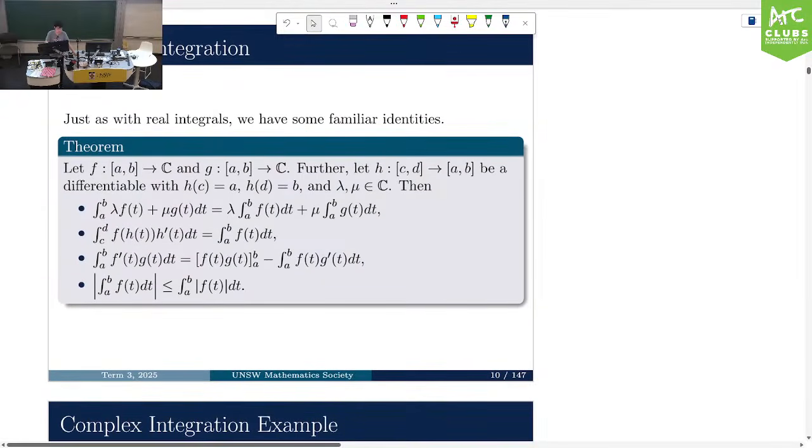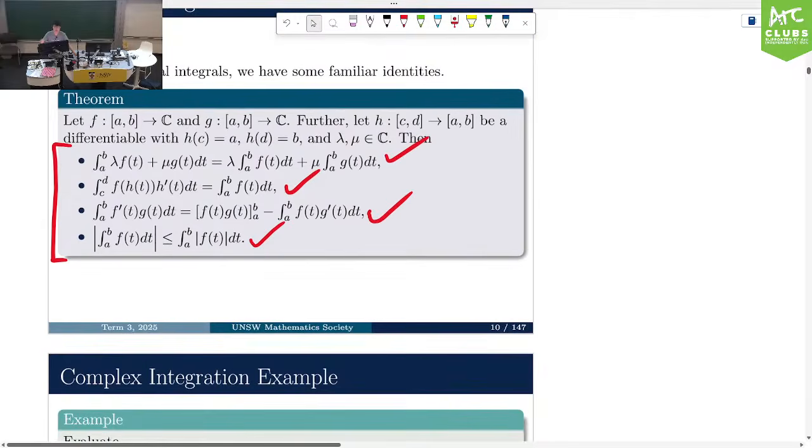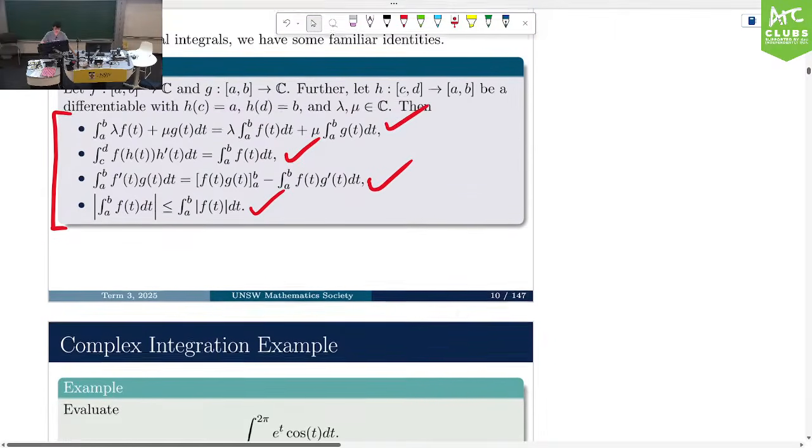Since it's analogous to real integrals, all those properties from real integration also carry over to complex integration. For example, the sum of integrals is the integral of the sum, and we can pull out any constants outside the integral. We can also do integration by substitution or reverse chain rule, as many of us know it, and integration by parts, and this inequality here we have seen in Math 1A. They all carry over to complex integration. So with complex integration, just treat i as a constant and do whatever we do with real integrals.